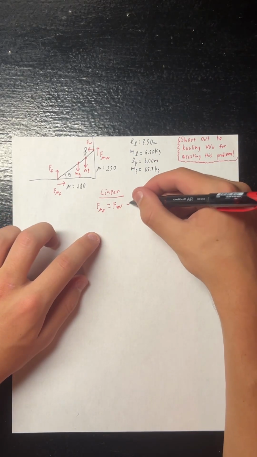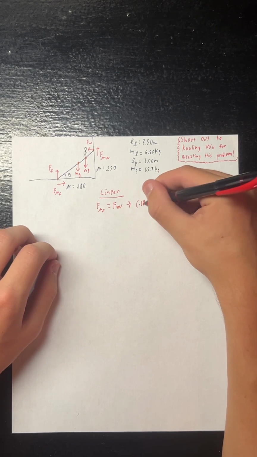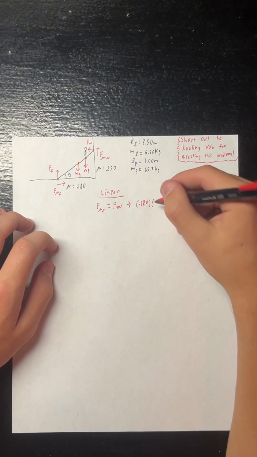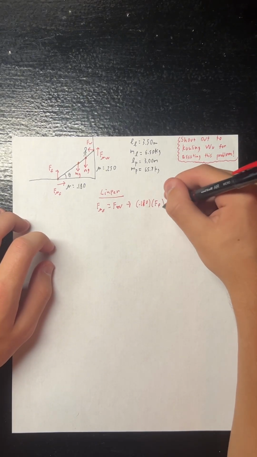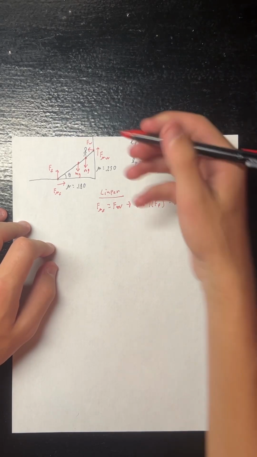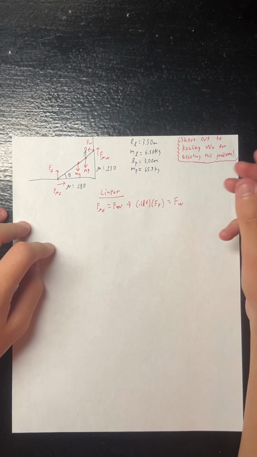So what can we change this to? We can do 0.180 times our normal force, right? So that is the force of friction. That is the normal force right here. It is going to equal the normal force on the wall going that way. So that is one equation that we have, right?